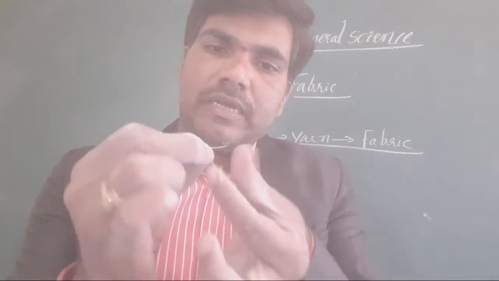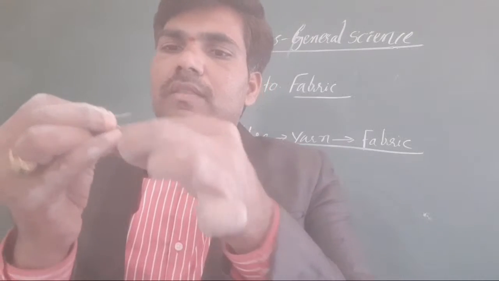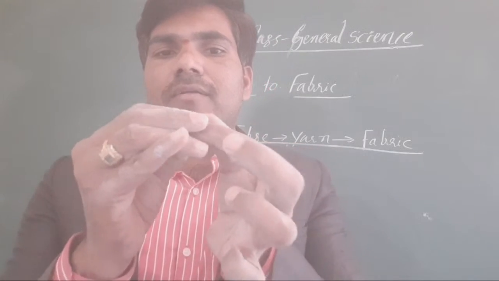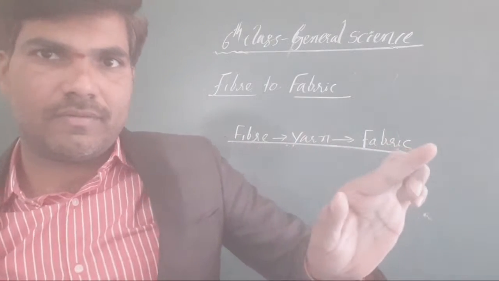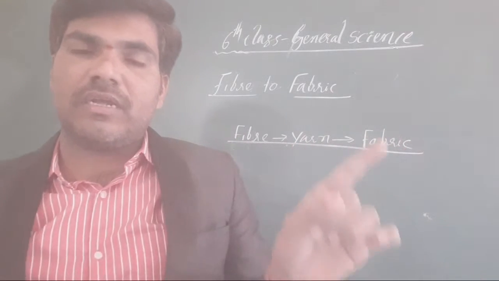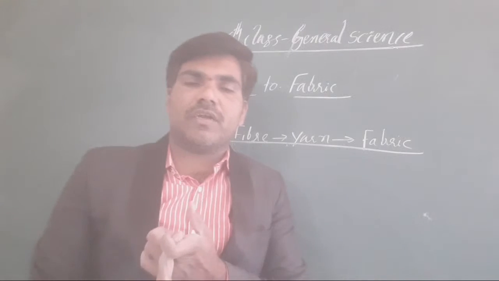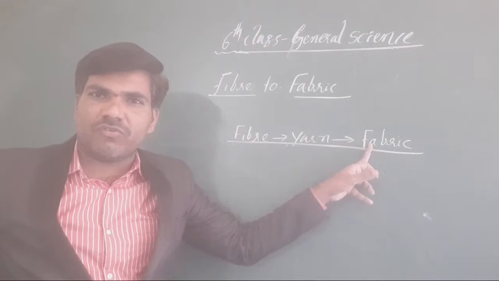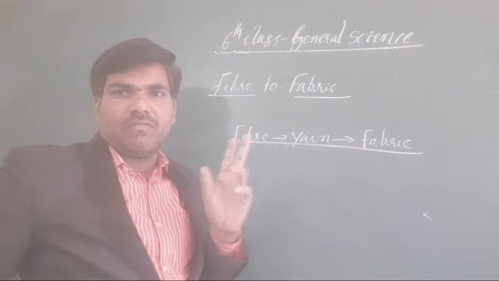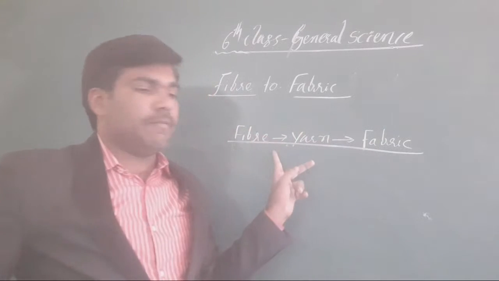These yarns are taken in this vertical manner as well as the horizontal manner. Clear or not, all the students? One is combined with another one, and it is formed as a fabric. Got it or not, all the students? A yarn is nothing but it comes from the fiber.